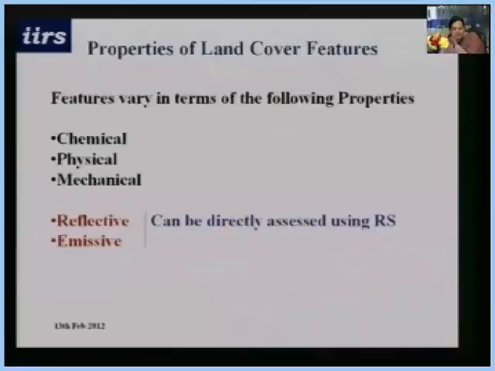Instruments, ground-based instruments or in situ measurements are required to measure their chemical, physical and mechanical composition. What we measure using remote sensing is the reflective and emissive properties, and using these two properties, we are able to diagnose or say something about the chemical, physical and mechanical properties.